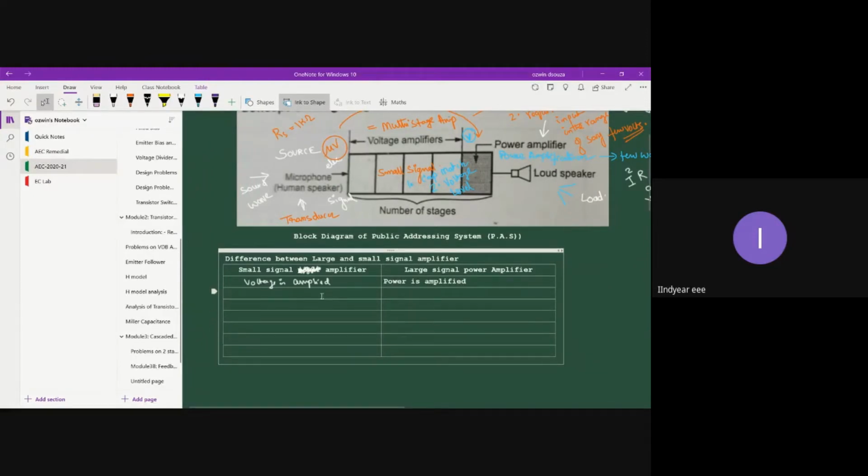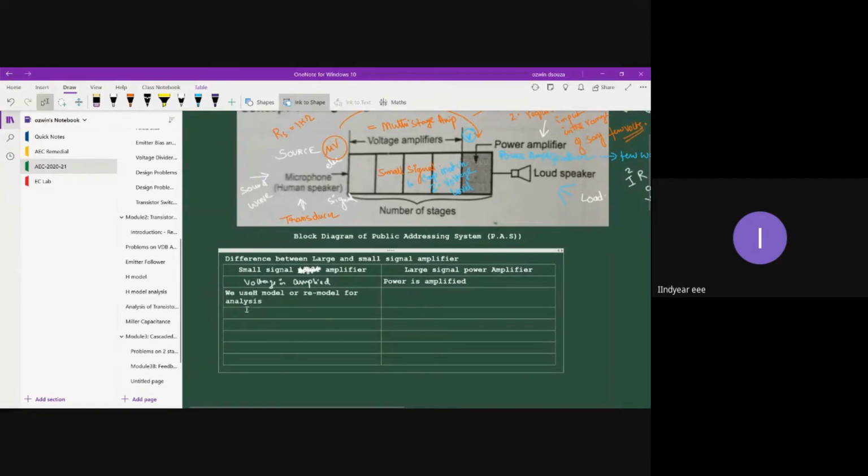The second difference is about the model which you are going to use. In case of small signal amplifier, you will use H model or RE model for analysis. We use H model or RE model for analysis.